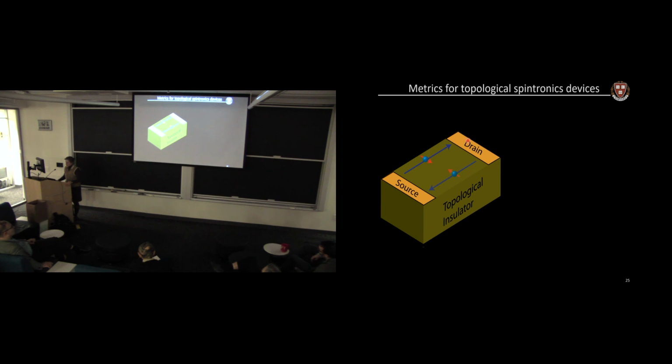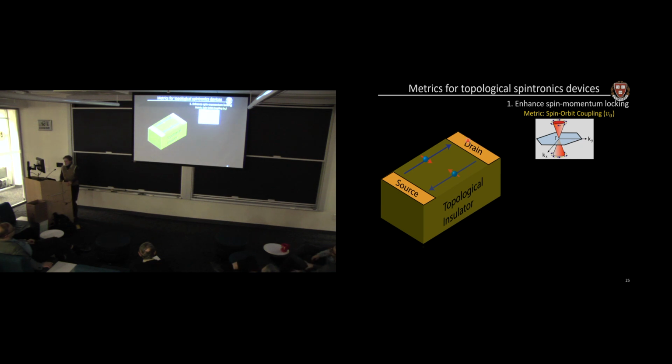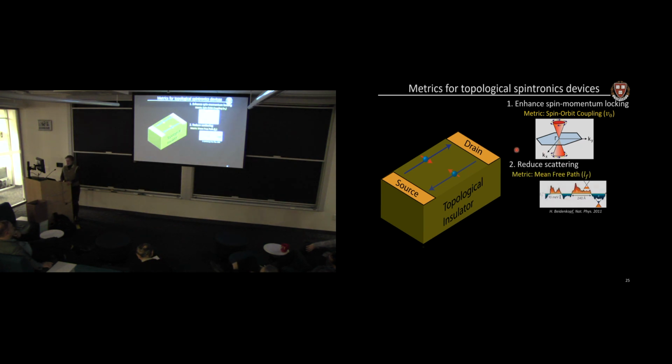Okay, so what are some metrics of importance for using these for spintronics? Well, there's that term in the Hamiltonian that tells us how strongly the spins are coupled to the momentum direction. So it tells us how split those bands are. That was just one of the terms in the Hamiltonian. Another important metric is the mean free path. If you're going to send a current through this material and expect that your spin information is going to get from point A to point B, then you want the spin information to have a long mean free path. You want to reduce the scattering.